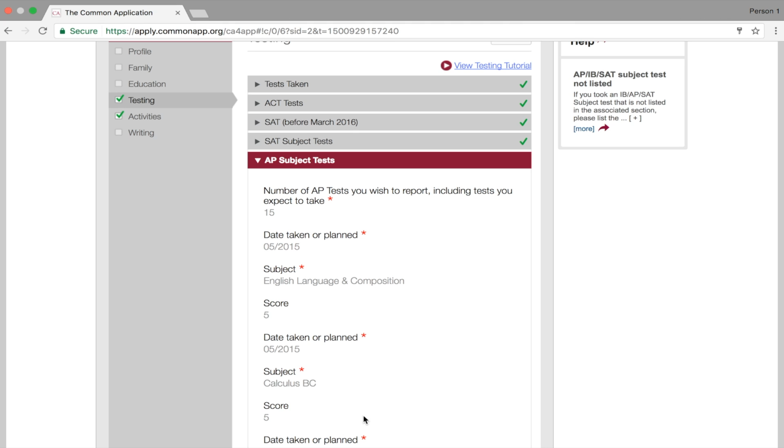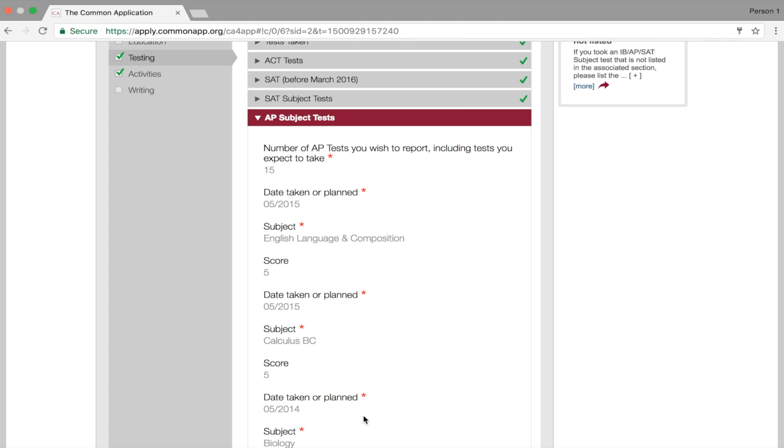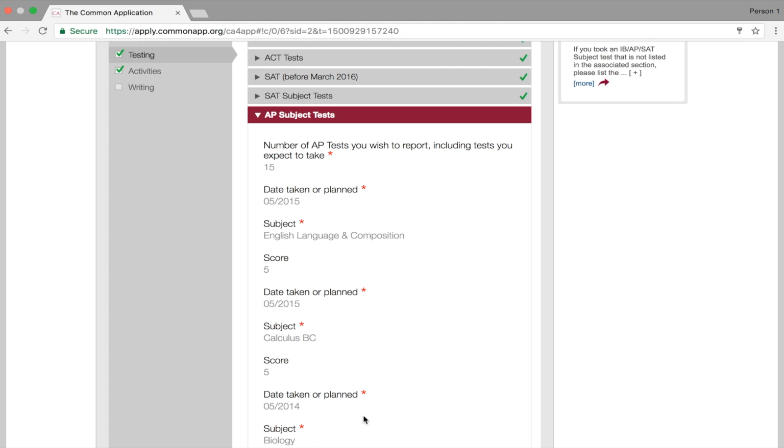Tons of kids don't take tests because they know the colleges they're going to won't even accept it for credit, you know? So if you have a score below a 4, I would just suggest not including it at all. 3s you can include if you want, but I personally didn't. I don't know if it's still the same now, but here it says to report the number of AP tests you wish to report, including tests you expect to take. So that means if you're taking a class this year and you haven't taken the test yet, you can still include that.